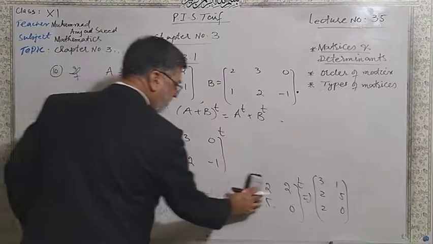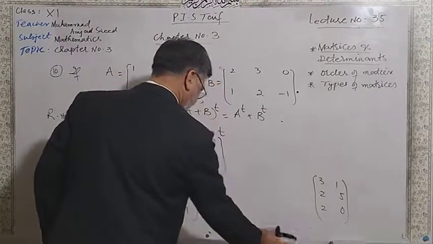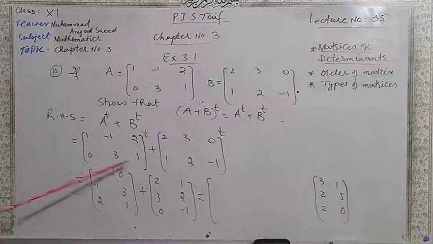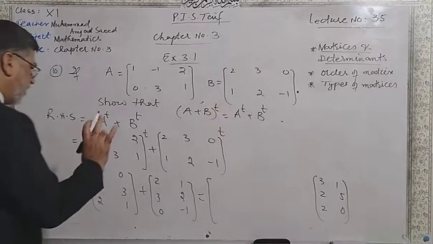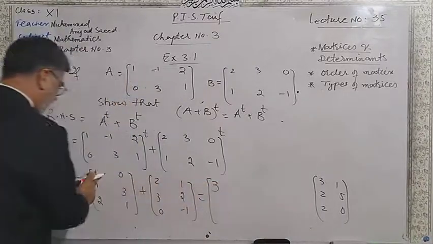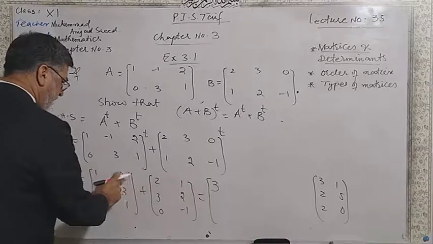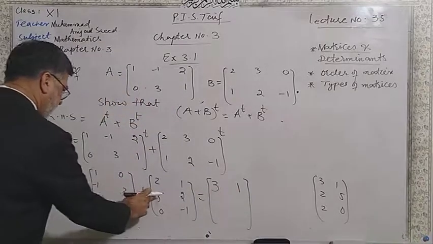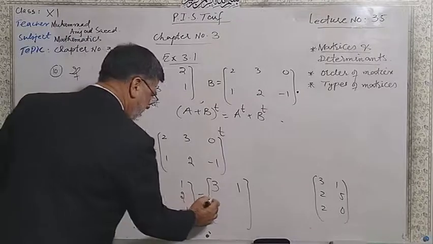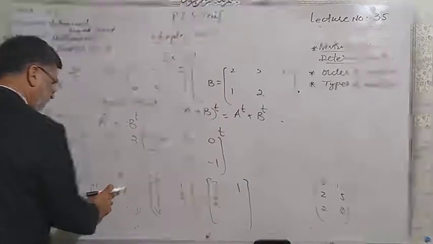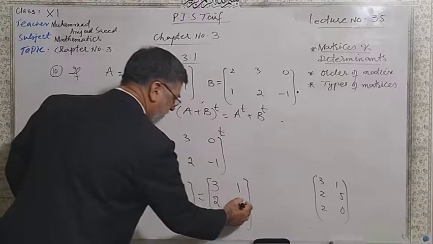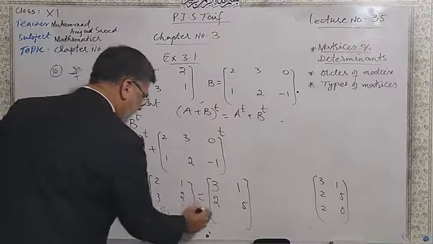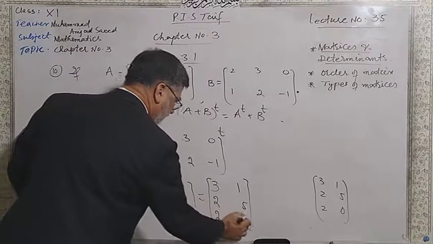After that, you add them. First plus first, 1 plus 2. I am writing down directly. 1 plus 2, first plus first is 3. 0 plus 1 is 1. Here is second plus second and third plus third. Minus 1 plus 3 is 2. And fourth plus fourth, 3 plus 2 is 5. Similarly, fifth plus fifth is 2 plus 0 is 2. And 1 minus 1 is 0.